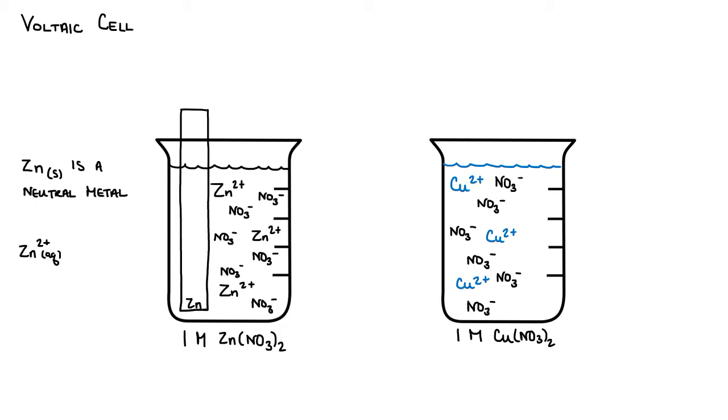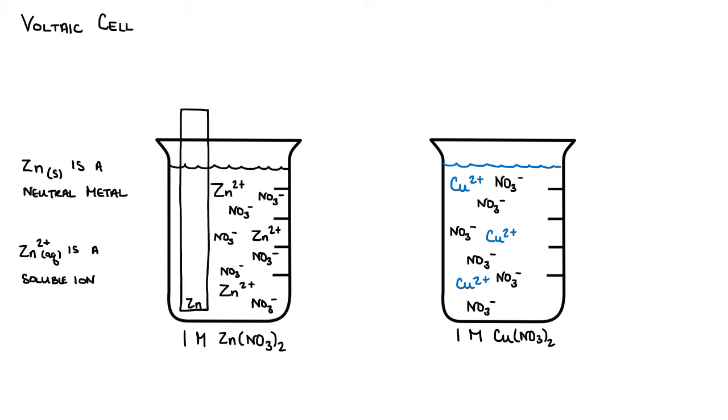Now zinc 2+ is in aqueous solution, and it's a soluble ion, and you'll see it floating around there in the solution. Now you can't really see it, but we're representing it floating around there in the solution. Those are the 2 forms of zinc we have in the left-hand beaker.